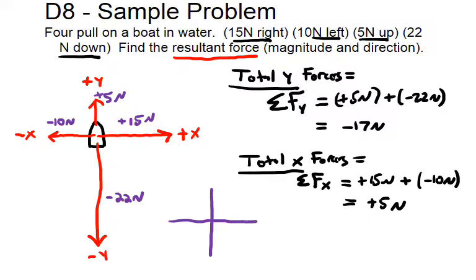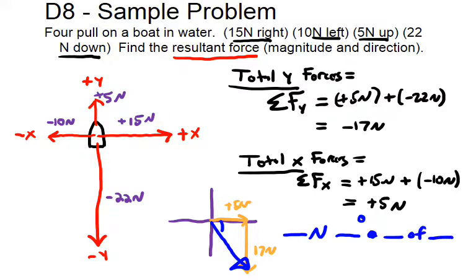We draw a new coordinate axis, and then we can draw our forces, positive 5 newtons this way, and then 17 newtons downwards. And the resultant is going to be from the origin to here, and that's what we want to find: how many newtons, and then blank degrees, blank of blank. So why don't you pause the video and go ahead and determine what the resultant net force is, and then you can continue.